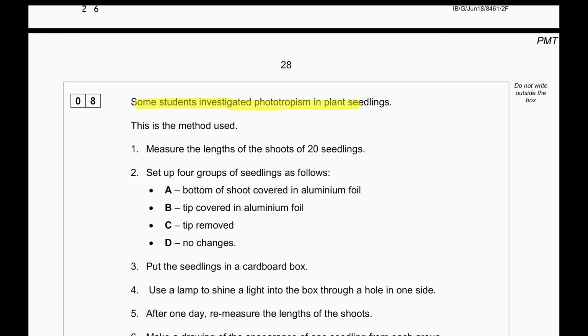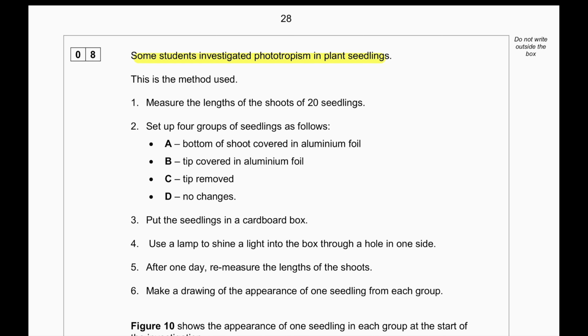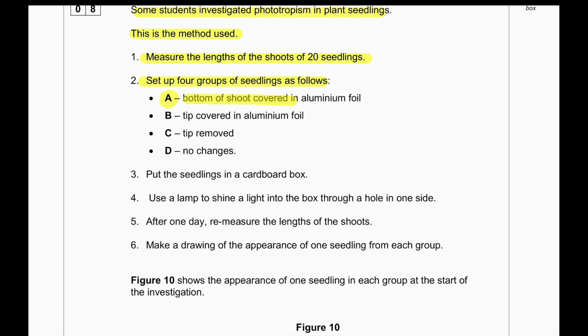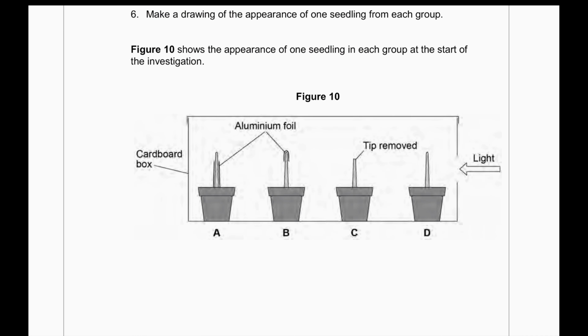Some students investigated phototropism in plant seedlings. This is the method that is used. Measure the length of the shoots of 20 seedlings. Set up 4 groups of seedlings as follows. With A, the bottom of the shoot is covered with aluminium foil. And B, we can see the tip is covered. C, the tip is removed. And in D, it is fully exposed to light.